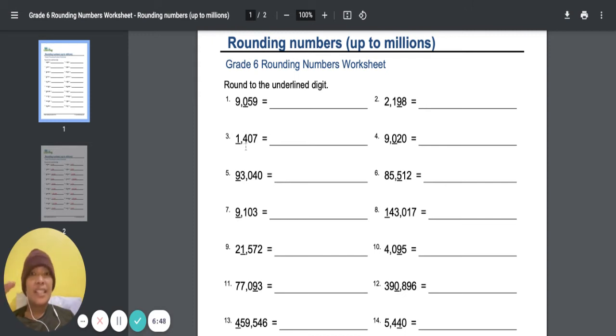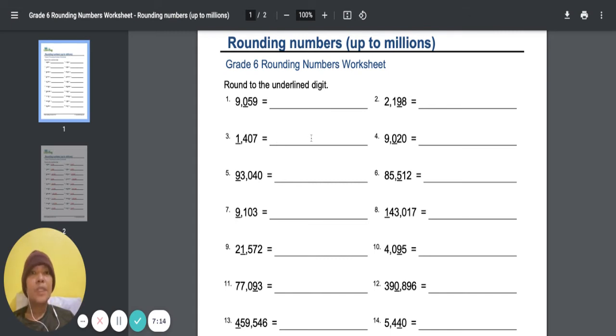We will be answering 6 numbers lang po kasi hahaba po masyado yung lecture natin. Or 10 na lang. So, 1,407. This is thousands value, thousands place. Okay? So, ano po yung katabi ng 1? 4. So, 4 is less than 5. So, you make it 0. So, you retain 1. So, 1,000. Ang sagot po is 1,000.